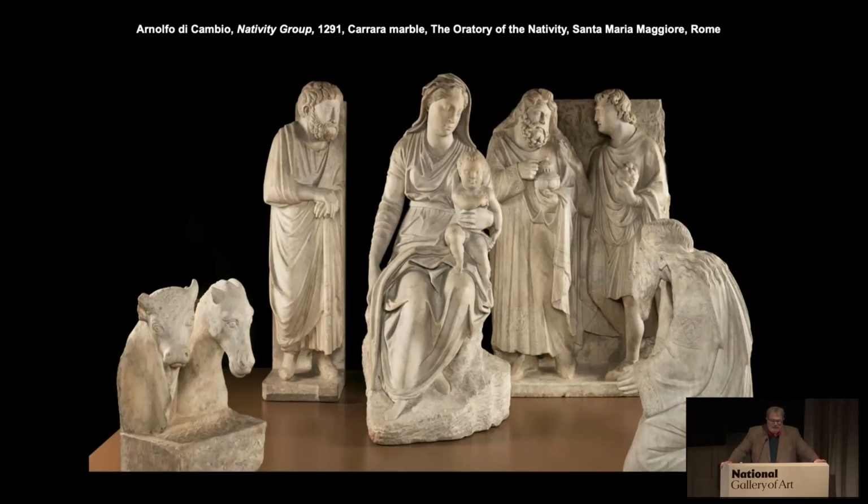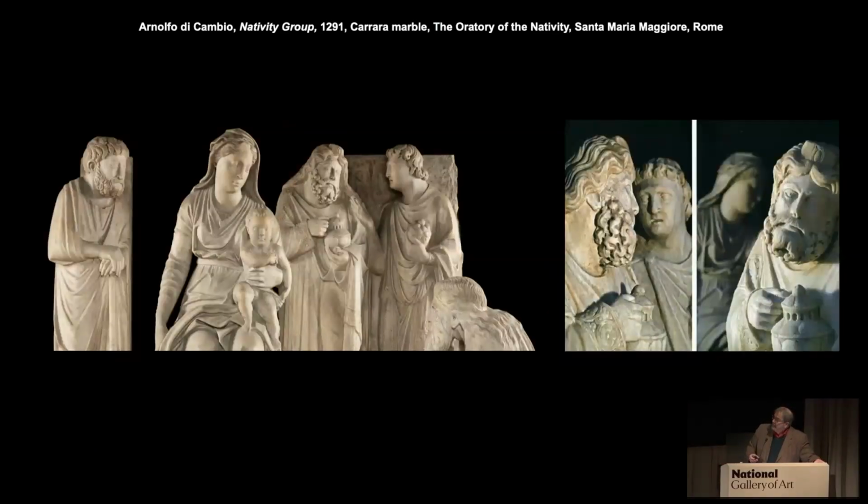In 1291, it was Pope Nicholas IV, who was, in fact, the first Franciscan pope. We just had a Franciscan pope, remember, with Pope Francis. And it was Pope Nicholas who commissioned Arnolfo di Cambio to create a nativity scene. And today, this is in the oratory of a church in Rome. And so, as far as we know, this is the very first time you see that kind of ensemble. Here's a detail of some of the figures.